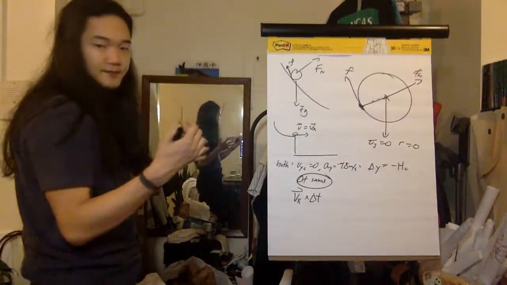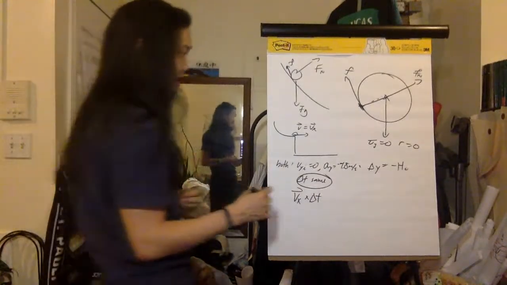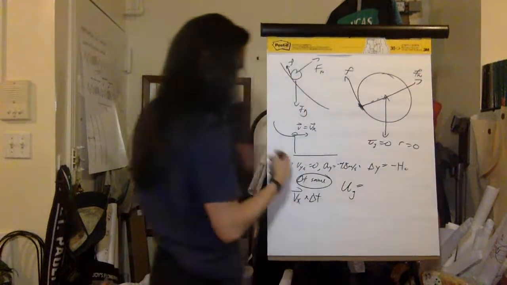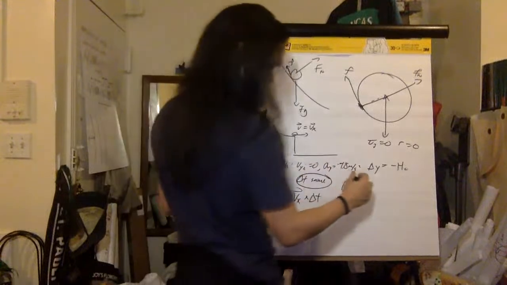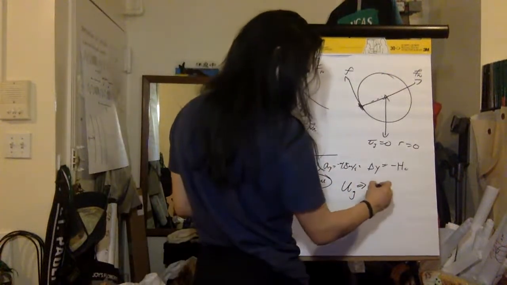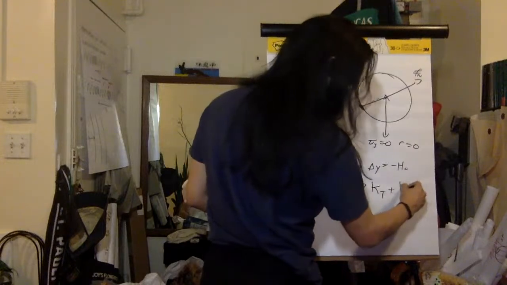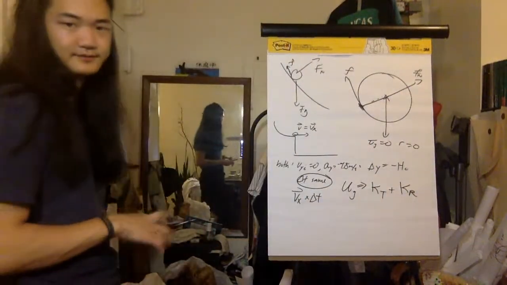So using conservation of energy, I know that the potential energy I start off with, ignoring any form of heat, is going to be translated into two different forms of kinetic energy: the translational kinetic energy and the rotational. Okay?